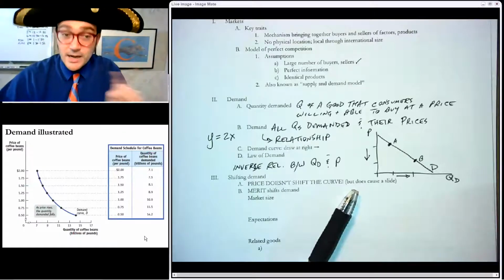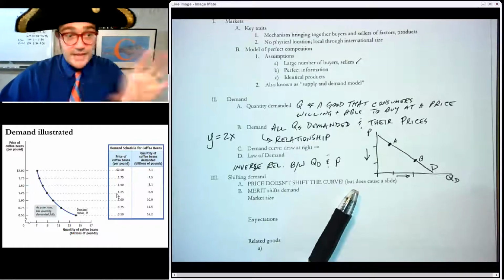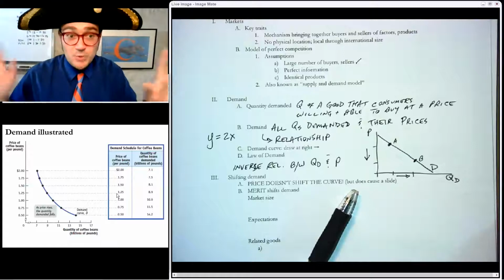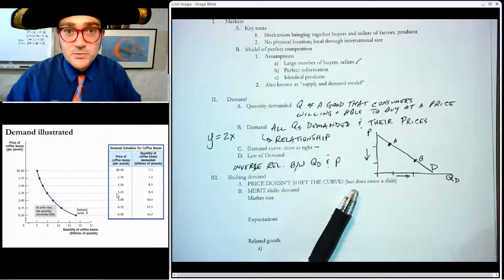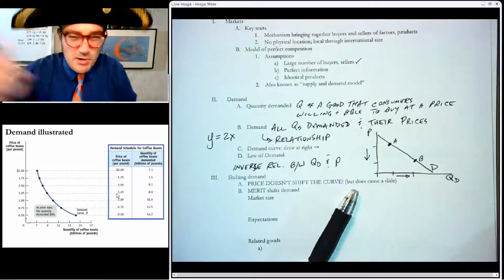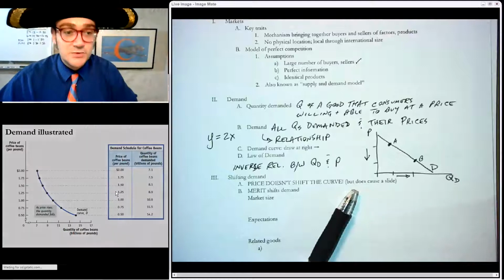Now, I know that you think that I'm crazy, but that way you don't think for a minute that if some question shows up on a test, saying the price went up, what happened to the demand curve? Price doesn't shift the curve. It doesn't move. The demand curve stays where it's at.